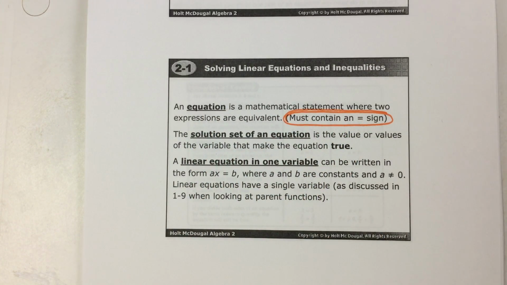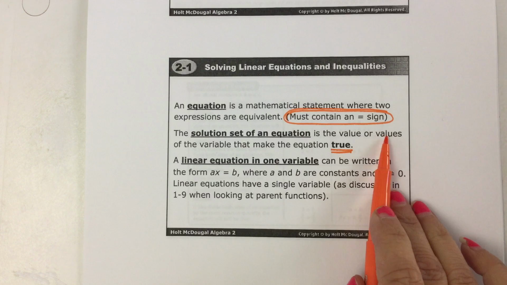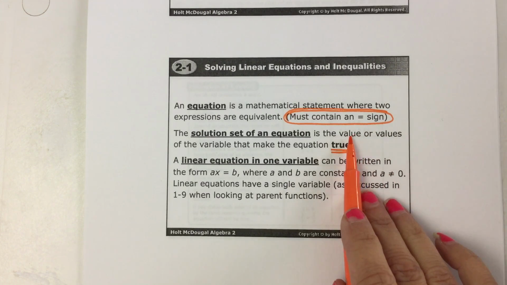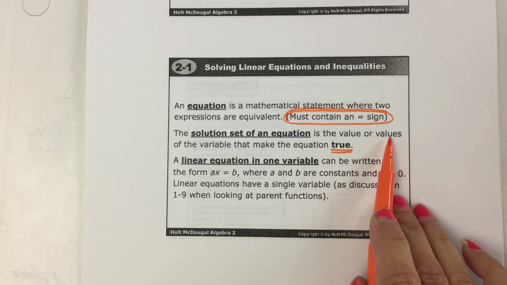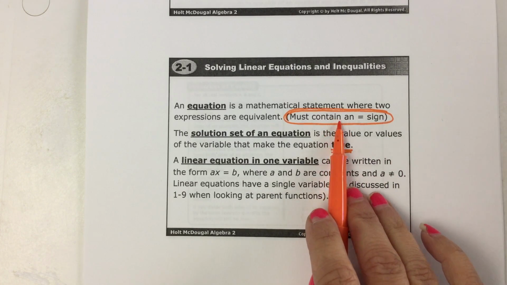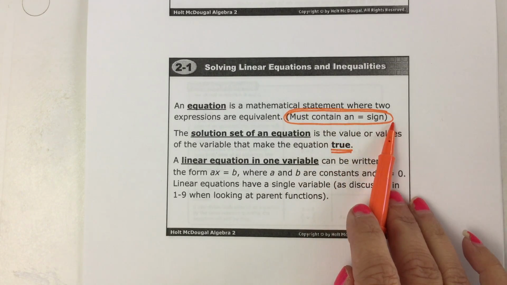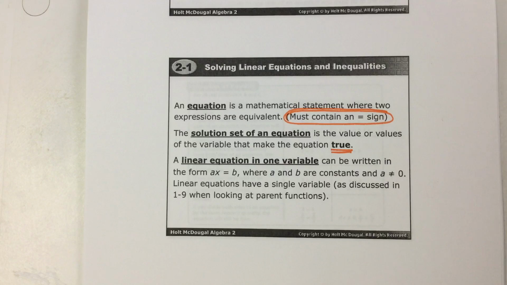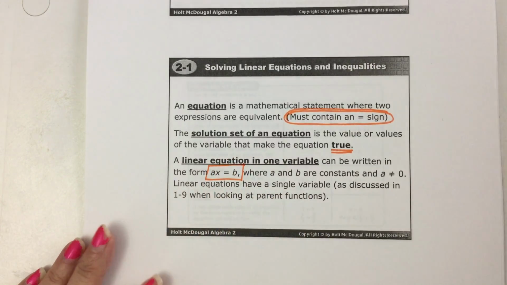A solution set of an equation is the value or values of the variable that make the equation true. What that means, they are the values that you can substitute in for the variable. Sometimes you might have one solution, sometimes you might have more than one. And when you sub them in, you end up with a true statement, something like 5 equals 5 or 10 equals 10.